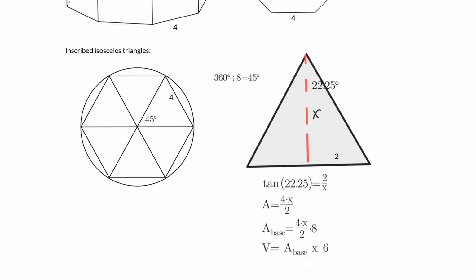To first do this, we're going to take the tangent of our angle, 22.5 degrees, equals 2 over x, and find the area of each triangle. We will then take the area of each triangle multiplied by 8, since there are 8 total triangles, and then take the area of this base times 6, which is the height of the prism, to find the total volume. If you do this problem, you'll get your total volume to come out to 469.305 units cubed.